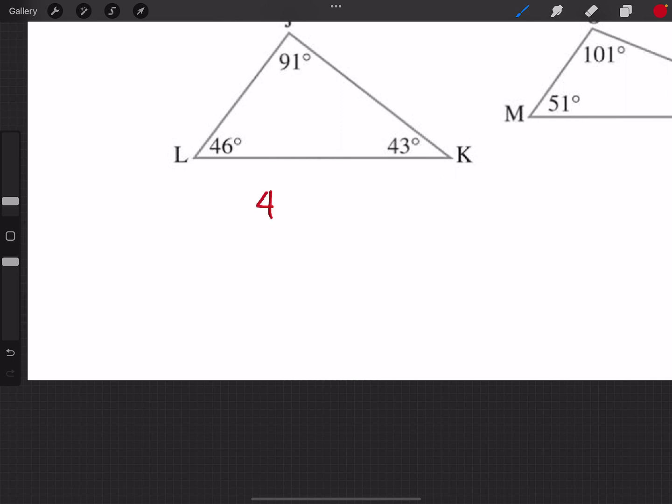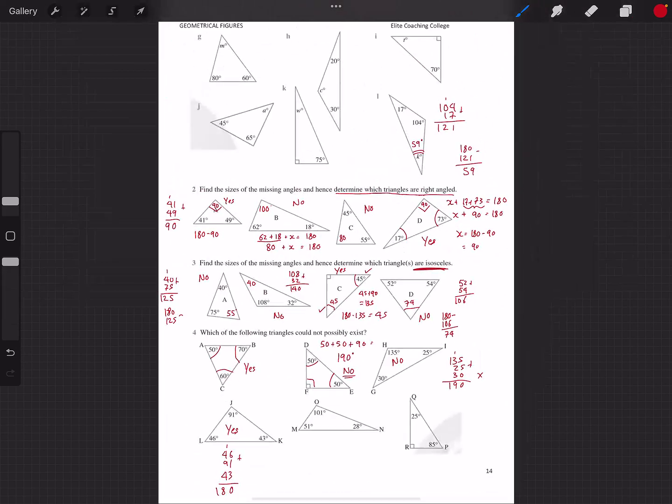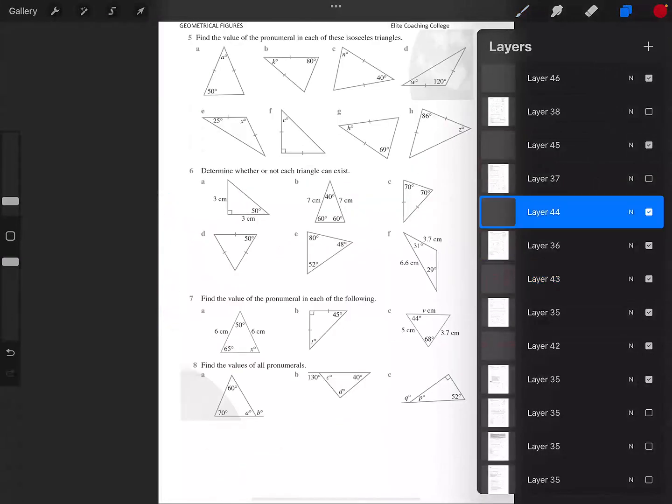Alright, let's see. 46 plus 91 plus 43. This will be a 0. Yes, this is 180. Yes, this one can exist, because all the angles add up to 180. So you can do the rest on your own. Moving on to the next page.